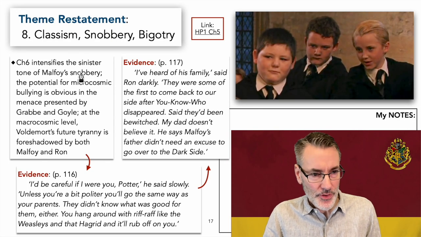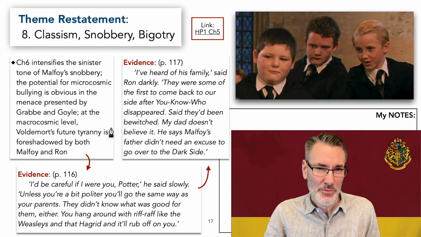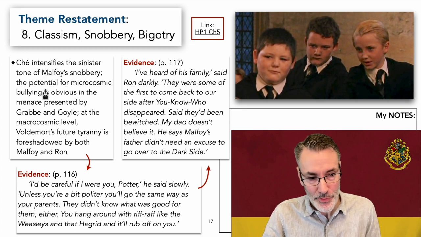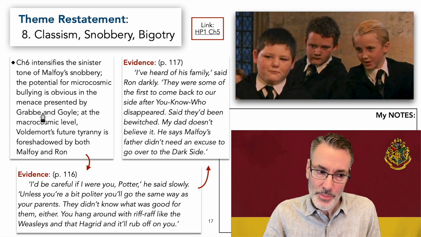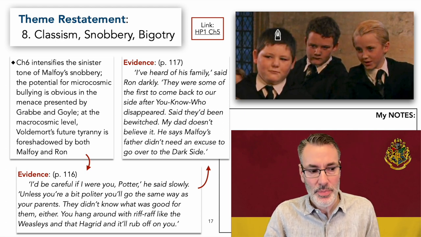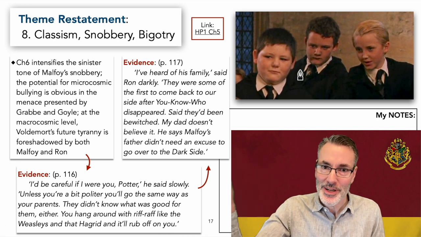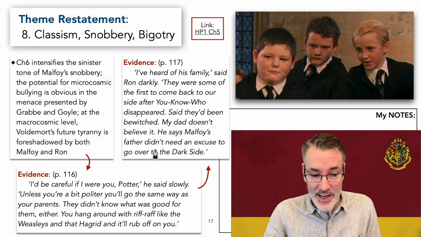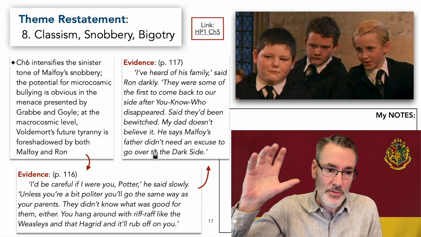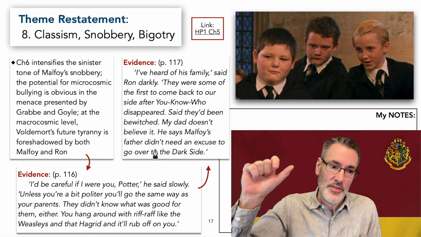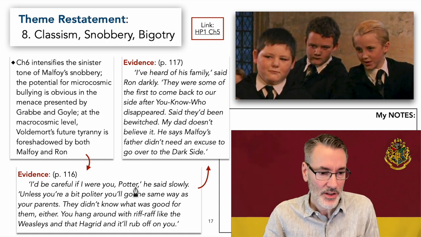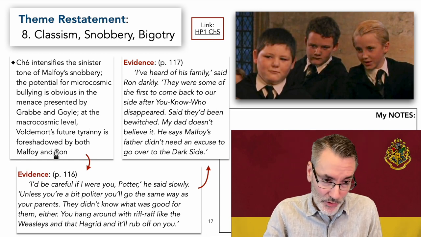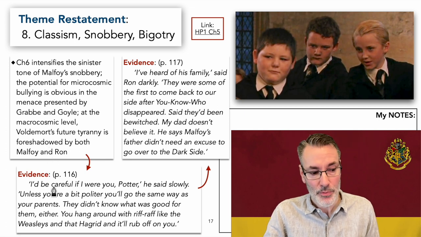We were already introduced to this theme, but it intensifies here and it becomes really, really dark and sinister with some serious foreshadowing. So chapter 6 intensifies the sinister tone of Malfoy's snobbery. The potential for microcosmic bullying is obvious in the menace presented by Crabbe and Goyle. So of course, the child reading this can just recognize, oh my gosh, this guy in the class that I'm really, really afraid of. Fair enough. But again, that microcosm danger can be projected onto the macrocosmic danger, and we get direct hints of it here, actually. So at the macrocosmic level, Voldemort's future tyranny is foreshadowed by both Ron and Malfoy.